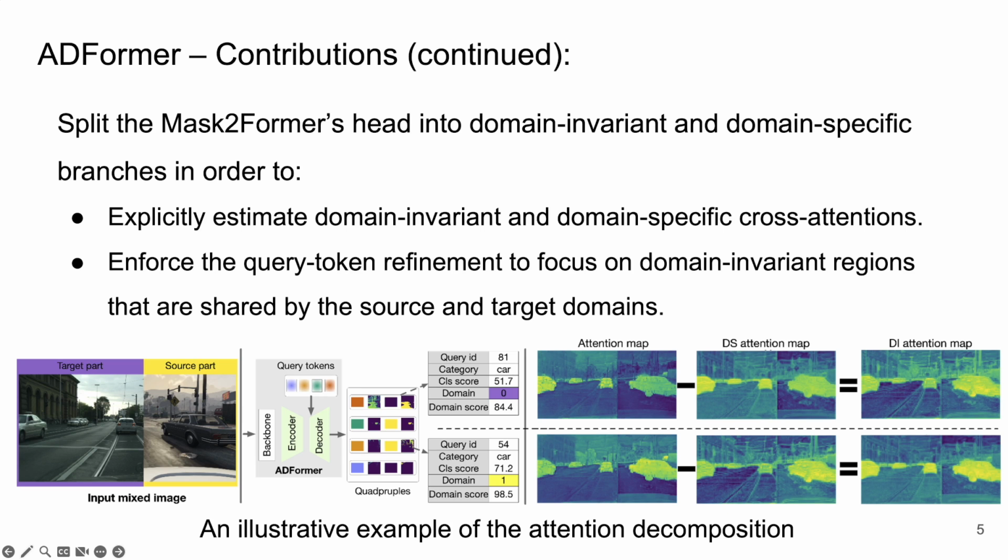We found for the top query, the attention map has higher attention on the cars from the target part, and the bottom attention map has higher attention on the cars from the source part. The bias is consistent with the domain prediction of these two queries. However, as we assemble all the masks to get the final semantic segmentation, we would prefer the attention map to be domain agnostic, focusing on both domains.